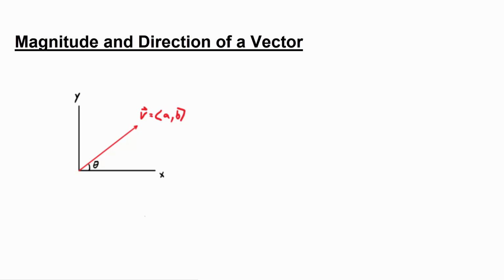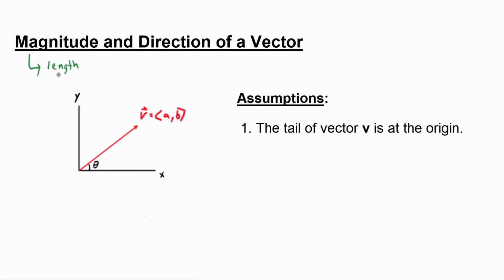So each vector has a magnitude. What's magnitude? Length. When you see magnitude, think length. So we want to talk about the magnitude and direction of the vector. The standard assumptions: the tail of the vector is at (0, 0).